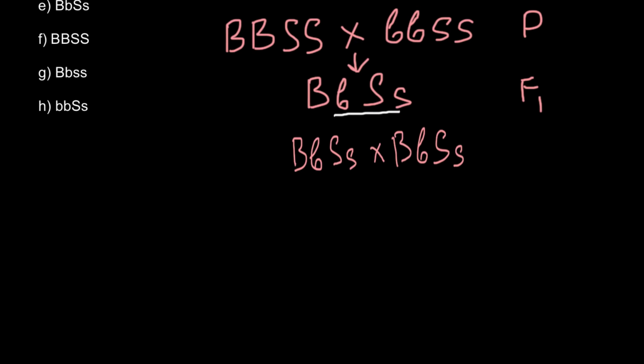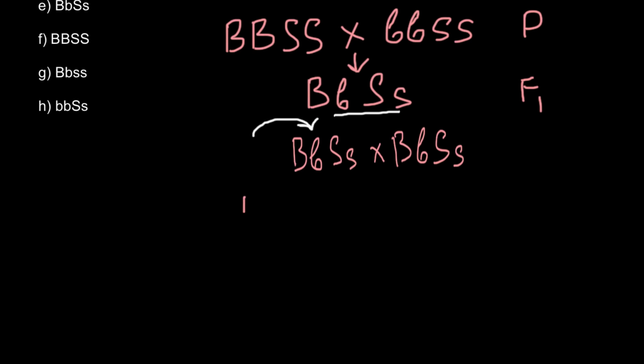So this locus can produce either capital B or small b alleles for the gametes, because gametes are going to be haploid. So in the gametes we can find only one of these alleles, not both together. And the first variant would be for the gametes to be capital B and capital S.